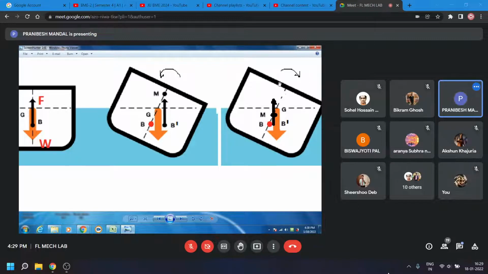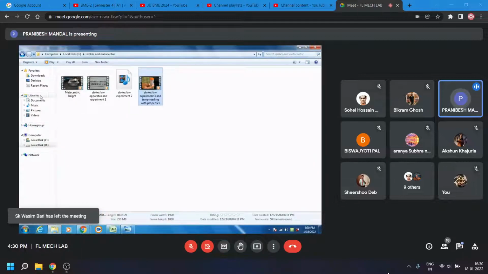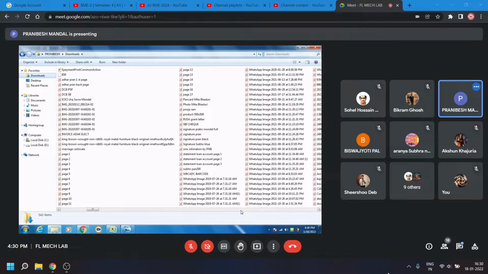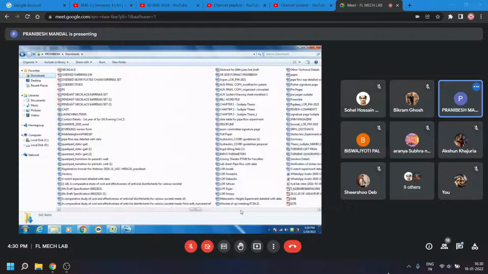So I do not prefer this. I will prefer M to be above G, yes or no? And the distance GM is called the metacentric height. When M is above G, we say the metacentric height is positive, and when M is below G, we say the metacentric height is negative. I think it is okay for you. Yes. So we obviously want the metacentric height to be positive. Right? Yes sir.